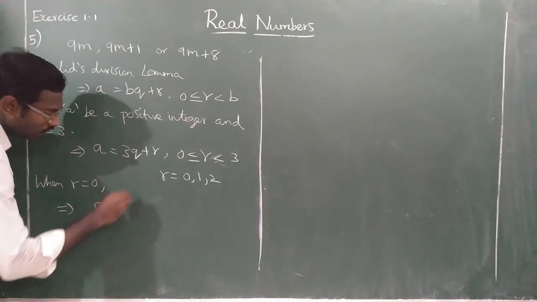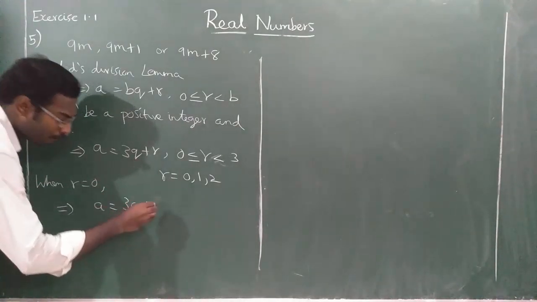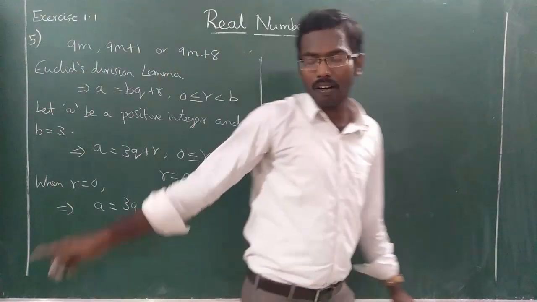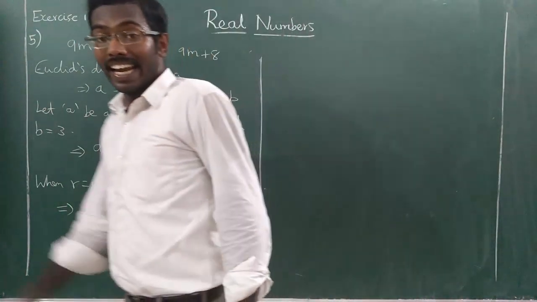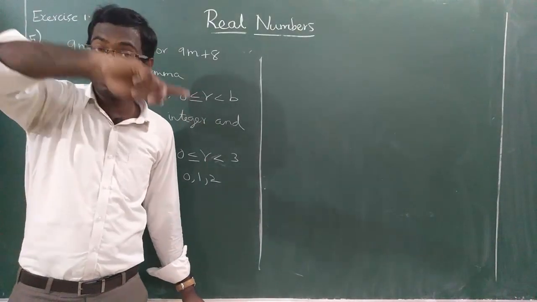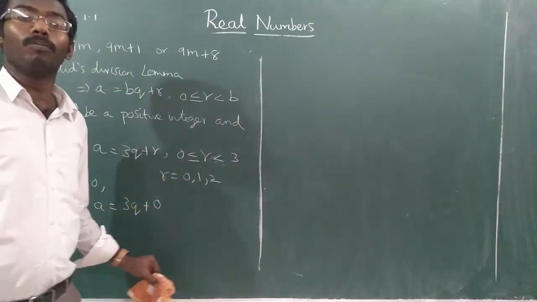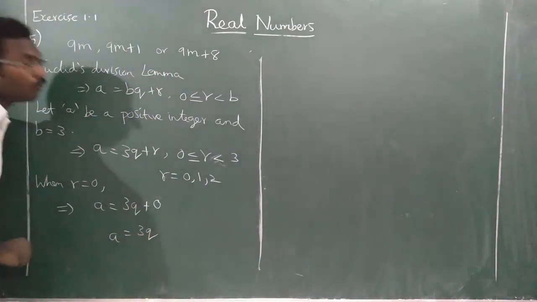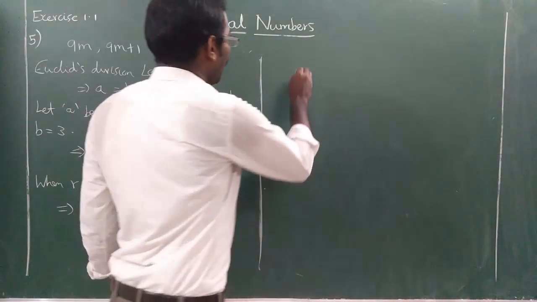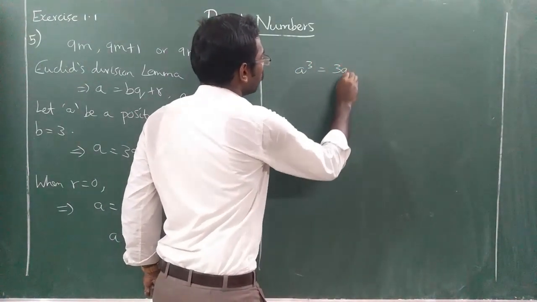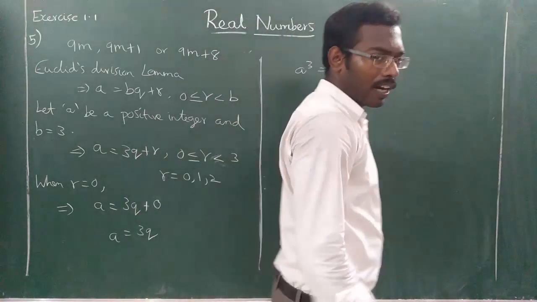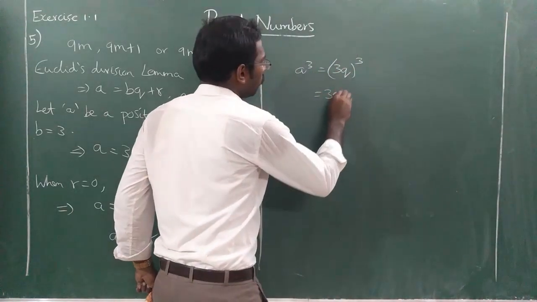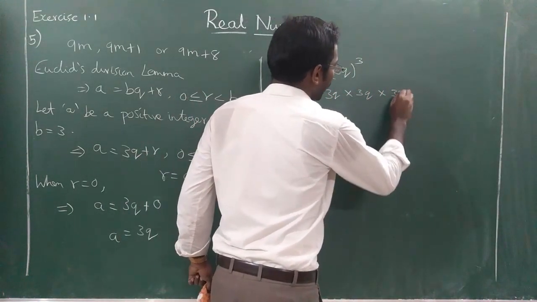So, when r is equal to 0, what is your a? a is equal to 3q plus r, that is 3q plus 0. Is it clear? Same? Okay. In the previous question it was given about square, but here cube. Therefore, you have to find the cube. So a is equal to 3q. We have to take the cube. So a cube is equal to 3q the whole cube. Understood or not? 3q the whole cube means 3q into 3q into 3q.